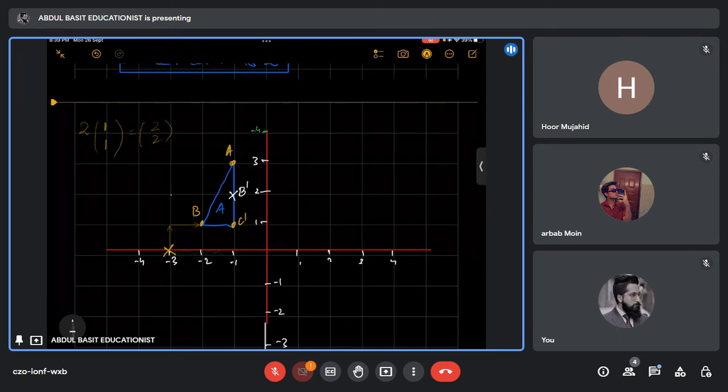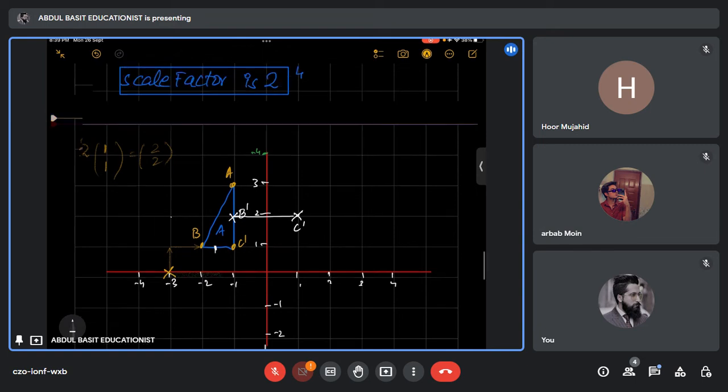Now for example, you can see that the distance from B to C is 1 block, so it would be right here. It would be your C dash. Now we have to join this point with this one. You can see that the distance between C to A is 2 blocks, so it means that we have to go 4 blocks out.